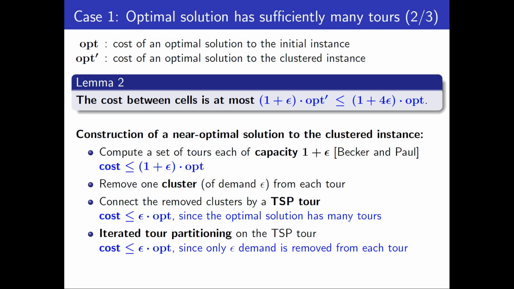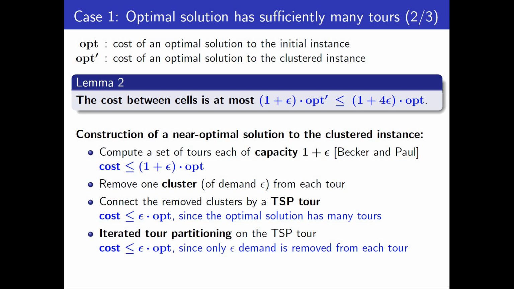To that end, we construct a new solution to the clustered instance as follows. First, we compute a bicriterial solution consisting of a set of tours each of capacity 1 plus epsilon. This can be achieved using the assignment lemma by Becker and Paul. The cost of the bicriterial solution is at most 1 plus epsilon times opt. In order to make the solution feasible, we remove one cluster from each tour so that the total demand of that tour is within 1. It remains to cover the removed clusters.